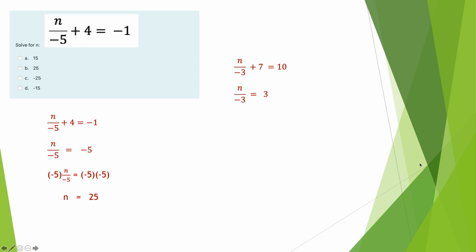Okay. So first step up is to subtract 7 from both sides. 10 minus 7 is 3. And then I multiply both sides by -3. On the left, they go away, and I'm left with n equals -9.